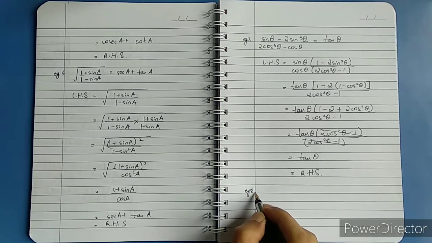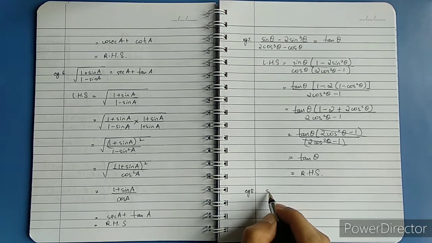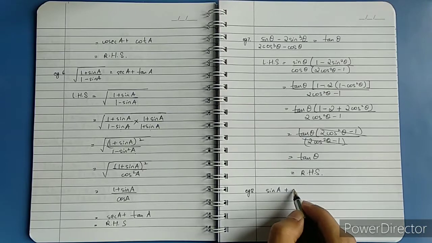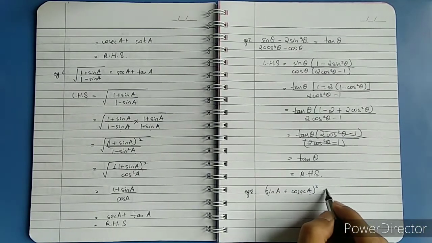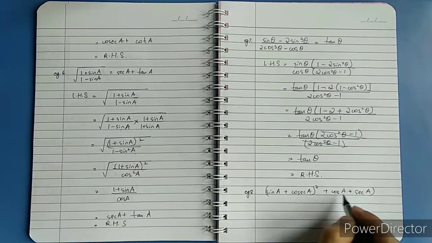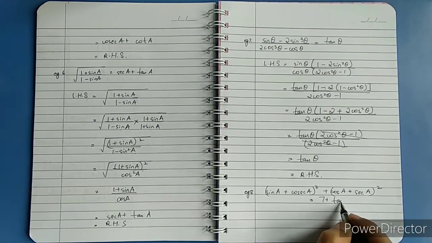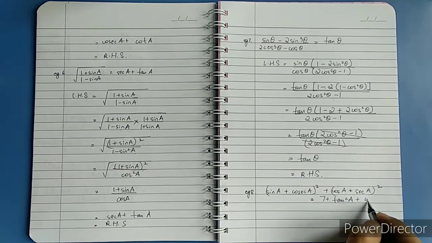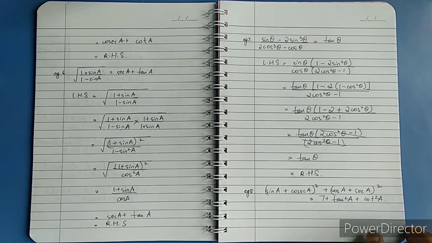Example 8. I am solving a number of questions over here so that you do not face much difficulty in this portion. (sin A + cosec A) whole square plus (cos A + sec A) whole square is equal to 7 plus tan square A plus cot square A. So say we take the left hand side and solve it.